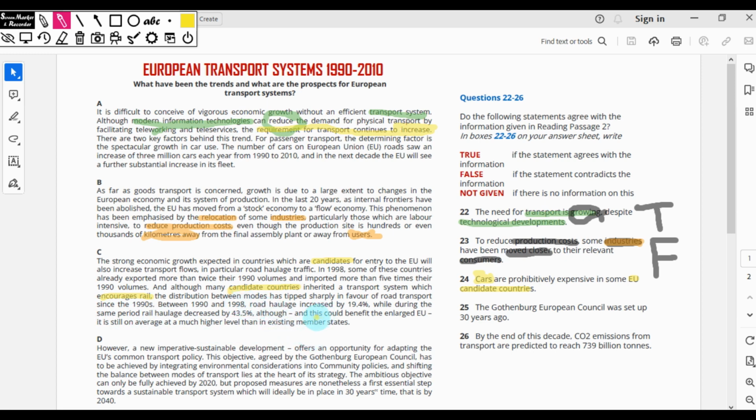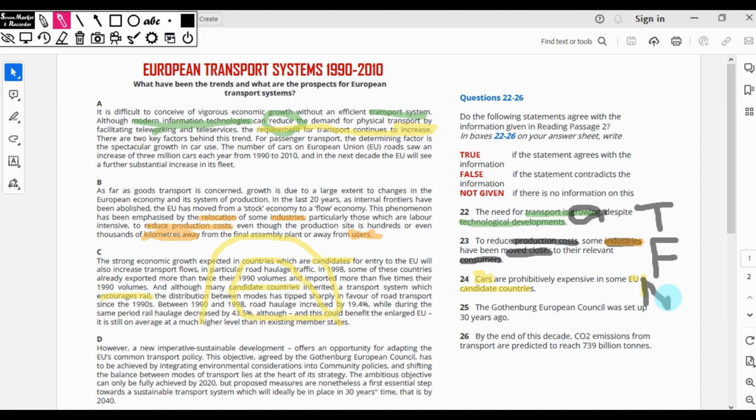So in this paragraph there is no information about car. There is no word related to car. There is railway, encouraged to railway, candidate countries, transport system, but there is no car. So there is no information related to car. Due to this, not given. Yes, it's all about not given.